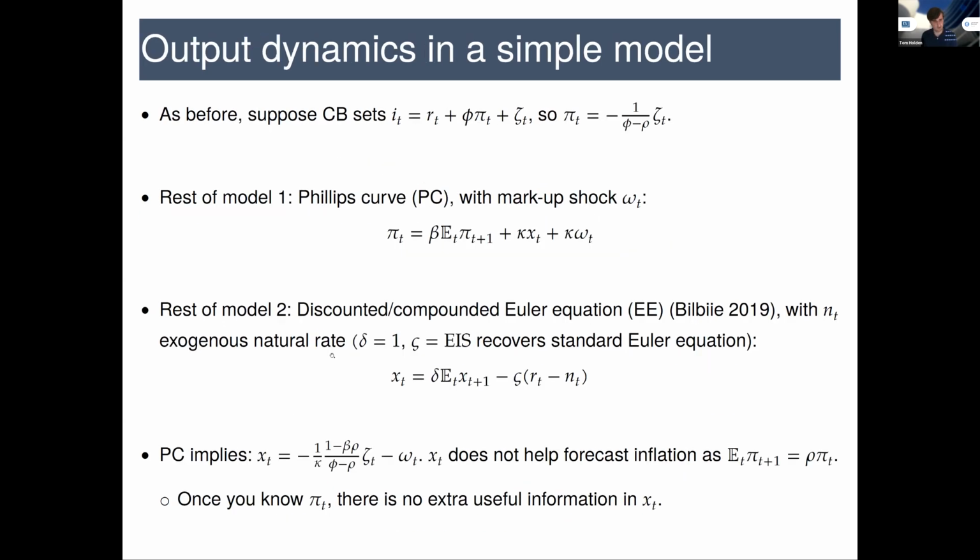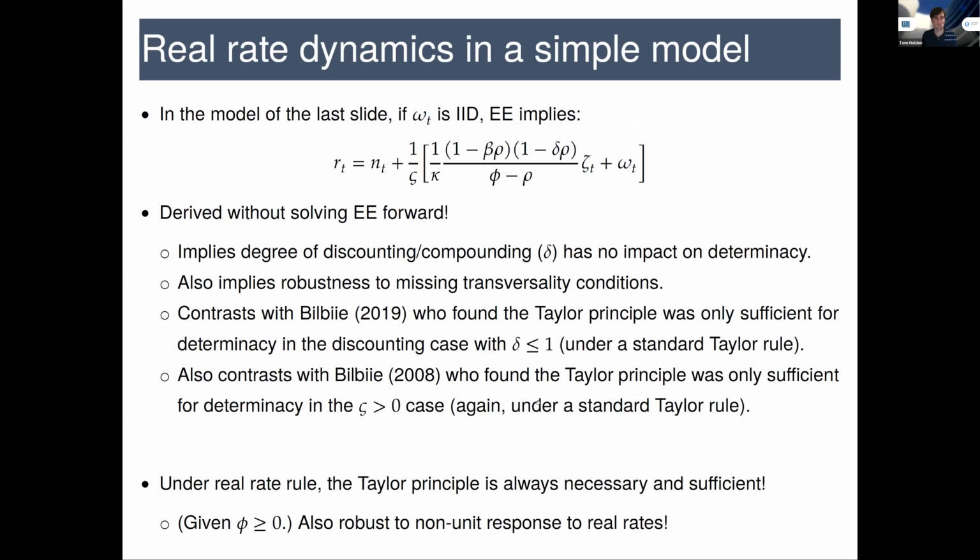So if we plug in this expression for the output gap into the Euler equation, we can back out an expression for the real rate. This says the real rate is going to be the natural rate plus a linear combination of the two shocks in the model. And the interesting thing is that we've derived this equation without ever solving the Euler equation forward.